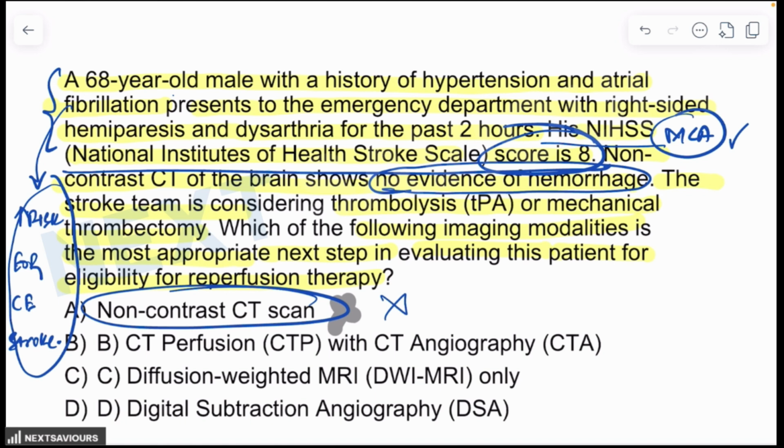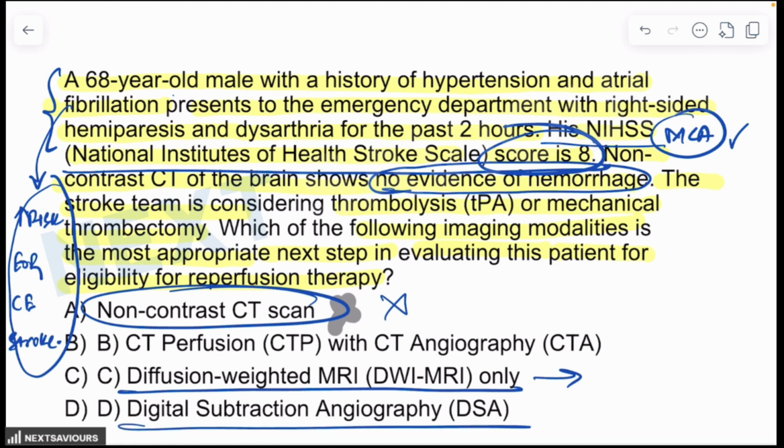While DWI MRI imaging is highly sensitive for early ischemia, it does not assess the large vascular occlusion directly. So it is less practical in the emergency because of the time constraints. The digital subtraction angiography is an invasive procedure which is used during mechanical thrombectomy, so it is not a primary diagnostic tool. The CTA is obviously the faster and the non-invasive one. And therefore, the answer for this question is CT perfusion with CT angiography.